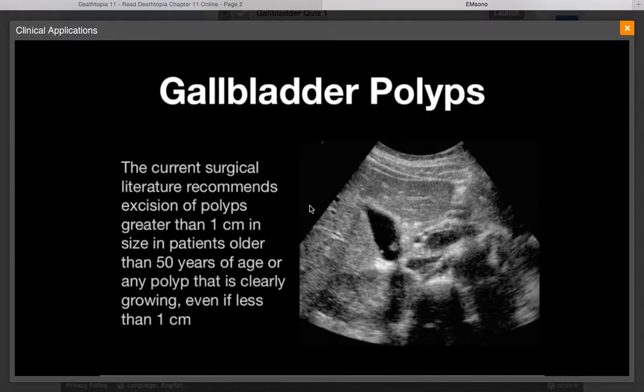Gallbladder polyps. The current surgical literature recommends excision of polyps greater than a centimeter in size in patients older than 50 years of age, or any polyp that is clearly growing, even if it's less than 1 centimeter in size. Some people would recommend decreasing the cutoff from 1 centimeter down to 6 millimeters, but it's important to recognize gallbladder polyps and make sure that people get referral and follow-up for these. This concludes the gallbladder clinical applications video.